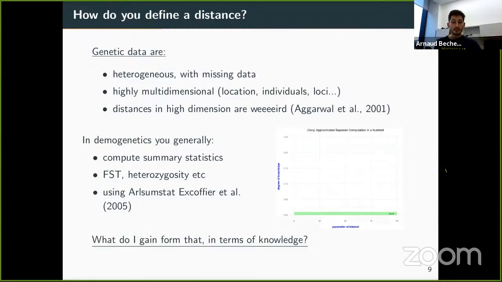So what you generally do in demogenetic approaches is decrease the dimensionality of your genetic data by computing summary statistics. These summary statistics are most of the time almost estimators of simpler models. You can use the FSC, you can use heterozygosity, you can use any function of the data that will condense a very large data set to one number. And you do that for as many summary statistics as you have, and at the end you condense the genetic data into a simpler vector of indices.